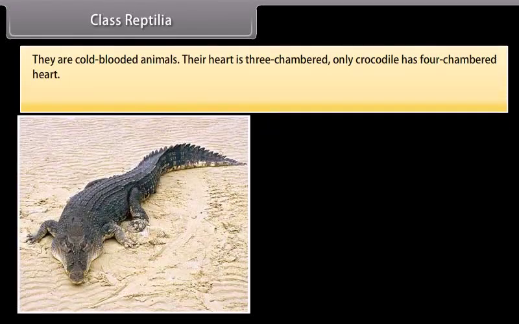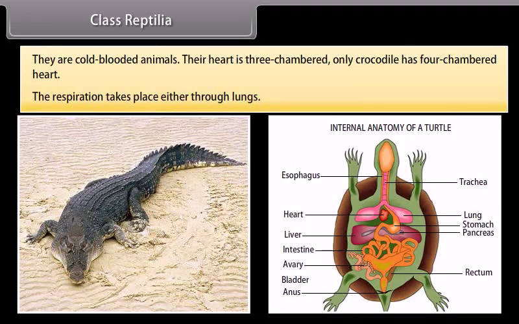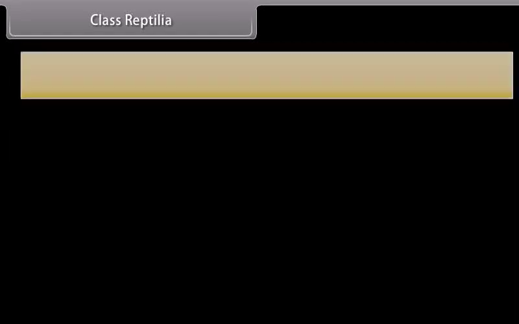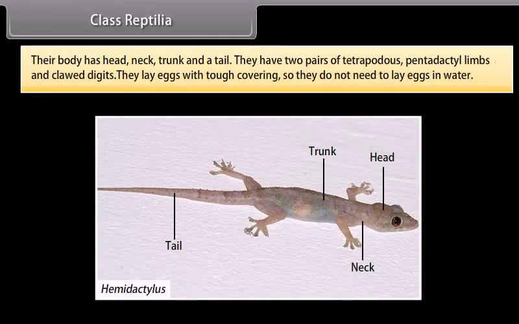They are cold-blooded animals. Their heart is three-chambered. Only the crocodile has a four-chambered heart. The respiration takes place through lungs. Their body has head, neck, trunk, and a tail. They have two pairs of tetrapod, pentadactyl limbs with clawed digits. They lay eggs with a tough covering, so they do not need to lay eggs in water.